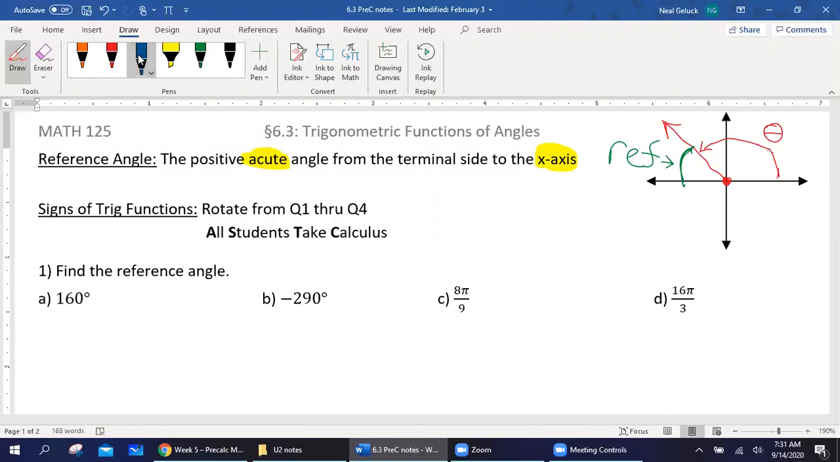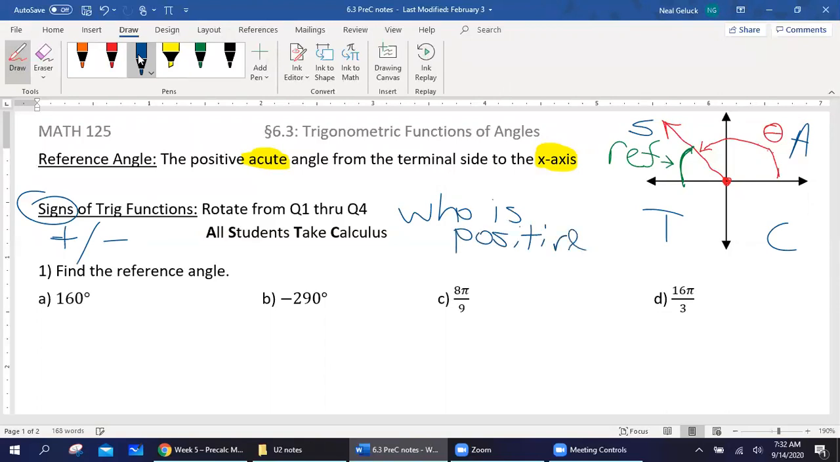The trig functions have signs, S-I-G-N, like positive or negative. That's based off of what quadrant you are in. And the acronym that I like to use is all students take calculus, and hopefully you'll all take calculus after this. The first quadrant is the A, the second quadrant is the S, the T, and the C. What this tells you is who is positive. So in the first quadrant, it literally means all are positive.